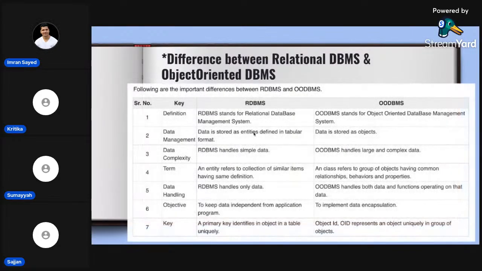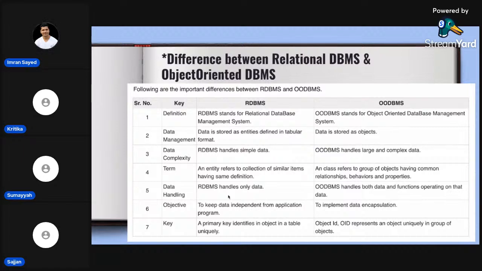Difference between these: in an RDBMS, data is stored as entities defined in a tabular format. Here, data is stored as objects. An RDBMS handles simple data, while an OODBMS handles large and complex data. Here, an entity refers to a collection of similar items having the same definition. Here, a class refers to the group of objects having common relationships, behaviors, and properties.